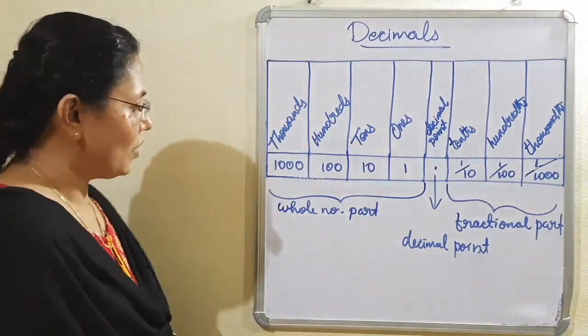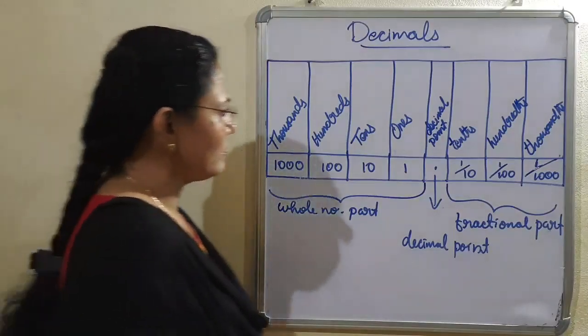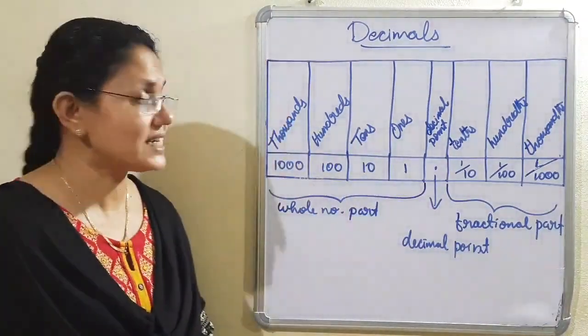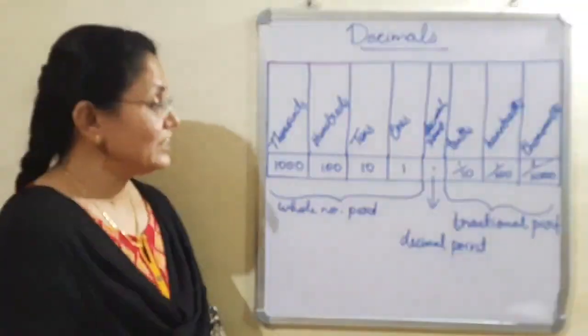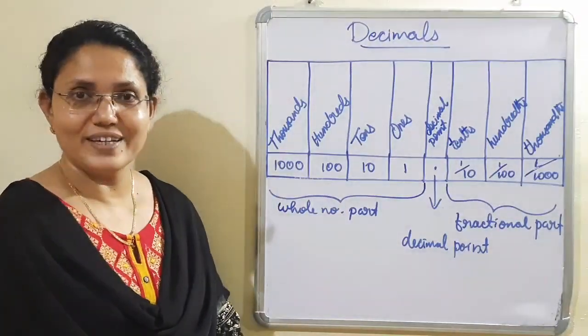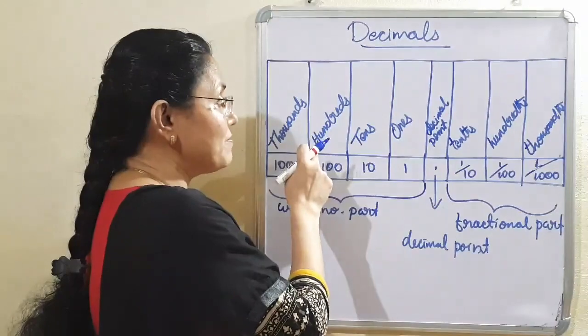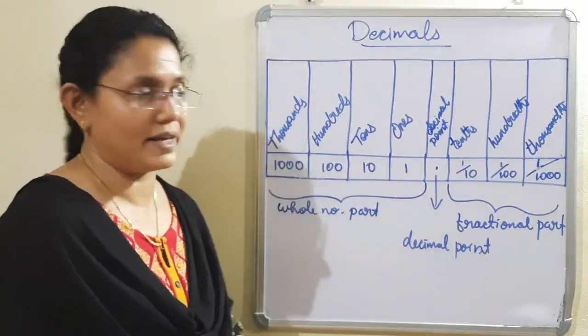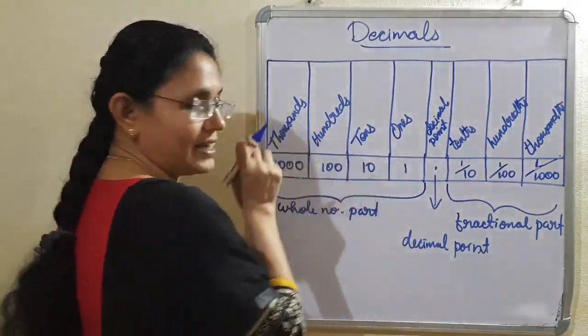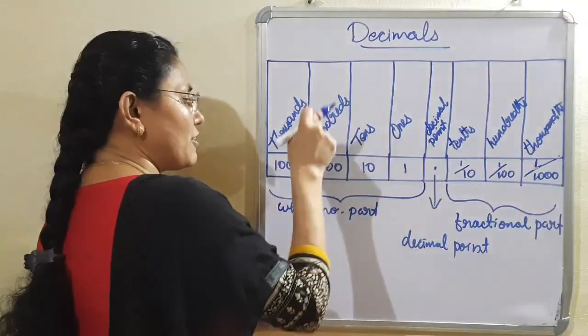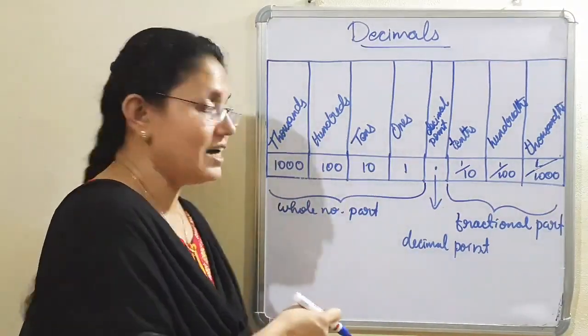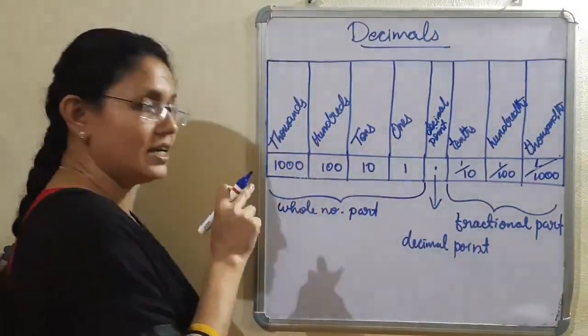Now the whole number part. The places are ones, tens, hundreds, thousands. Did you notice its value? Its value is increasing 10 times to the next place. 1 into 10 is 10. When this 10 is multiplied by 10, you will get 100. 100 into 10 is 1000.